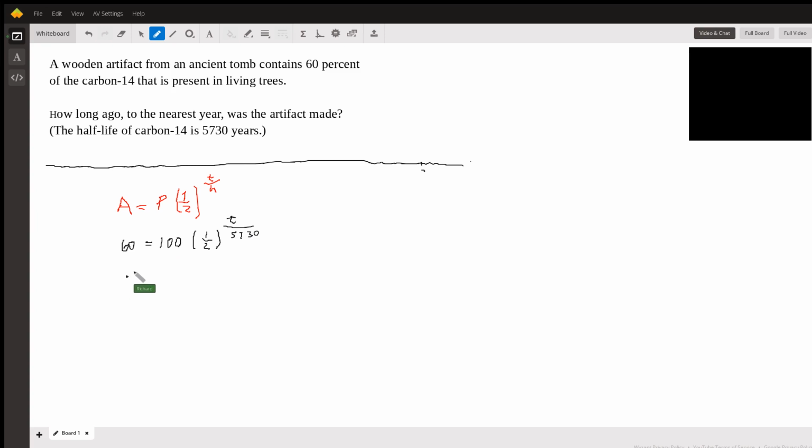So it's going to be 0.6, and you could have started with this equation, 0.6 equals 1/2 to the t over 5730. The 0.6 is the key here. It doesn't matter how you get to it. I just think it helps to think of it in these terms, with a starting amount and an ending amount. And 100 is just a convenient value to use for the starting amount, and that would be it.